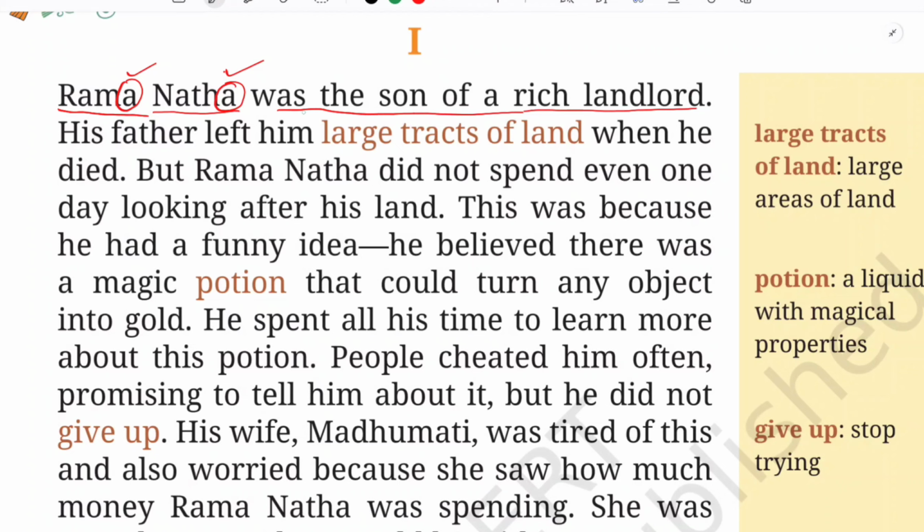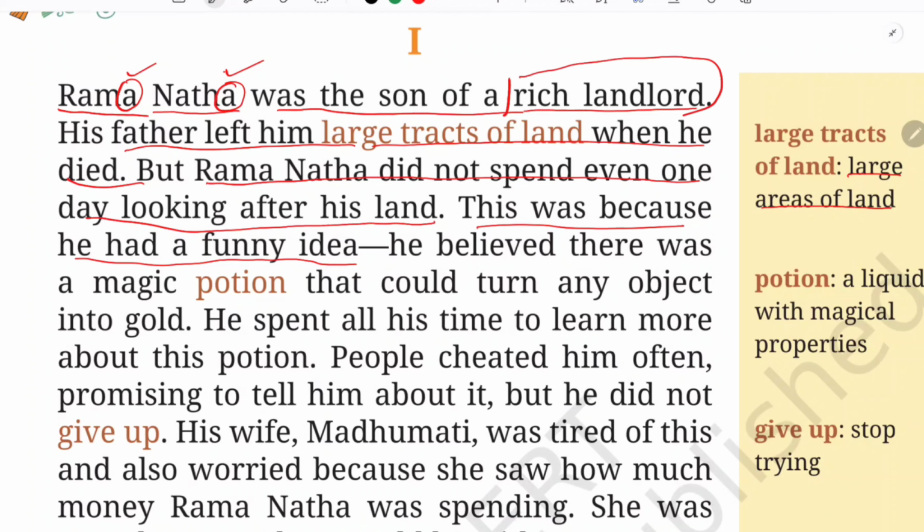Okay, so let's start. Ramnath was the son of a rich landlord. So he was the son of a very rich landlord. His father left him large tracts of land when he died, but Ramnath did not spend even one day looking after his land. This was because he had a funny idea. So see, this Ramnath was the son of a very rich landlord. When his father died, he left him with large tracts of land. Large tracts of land means huge areas of land, very large, as his father was a very rich landlord. Landlord means zamindar, isn't it?